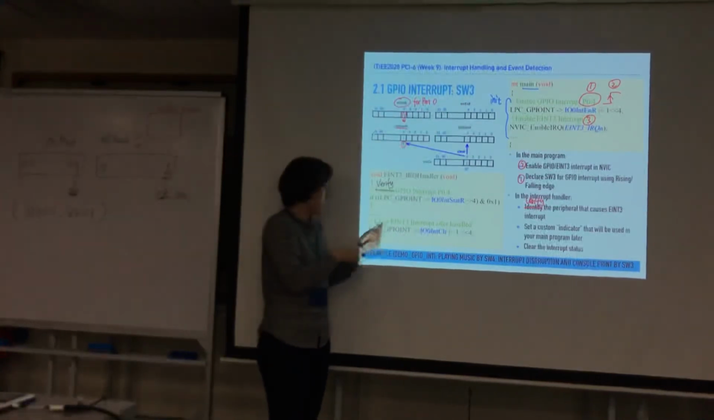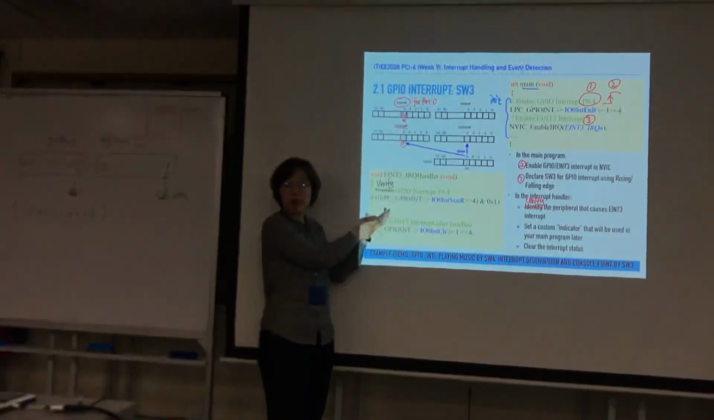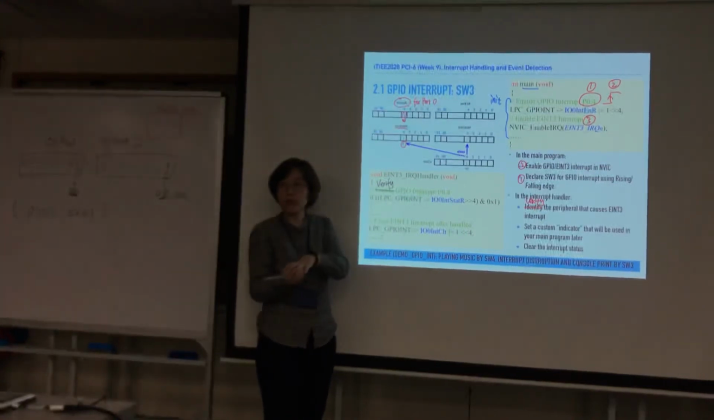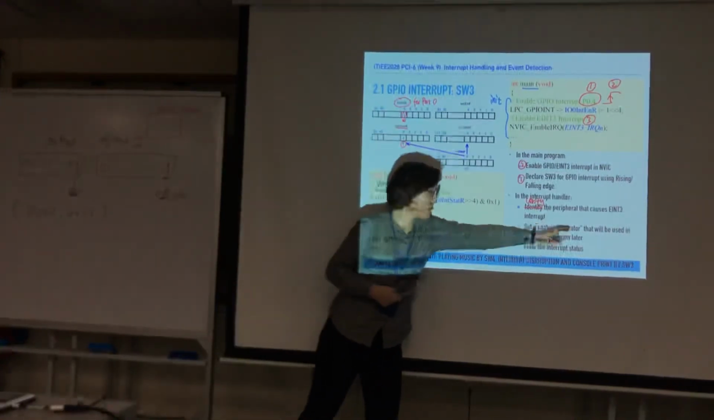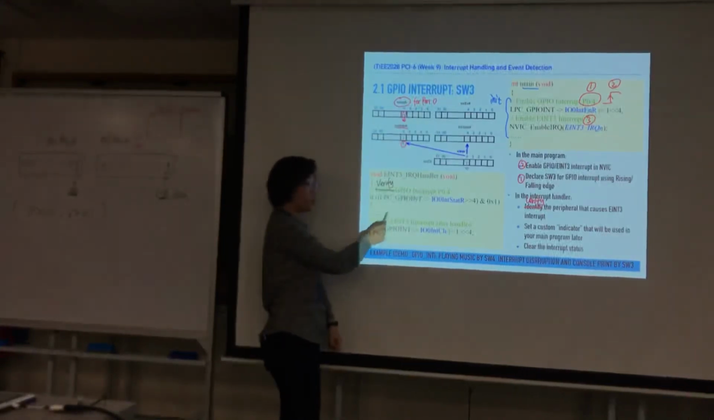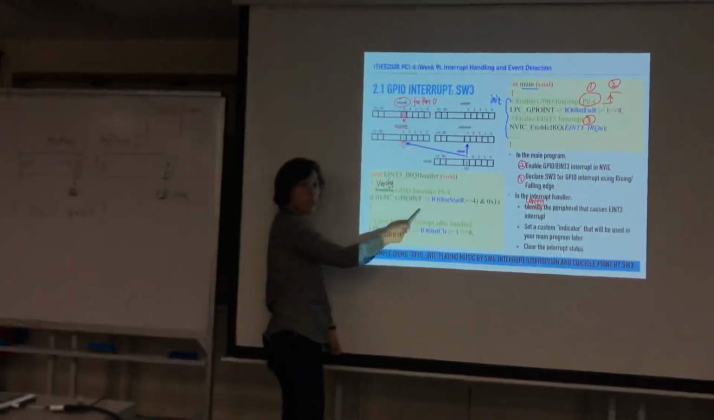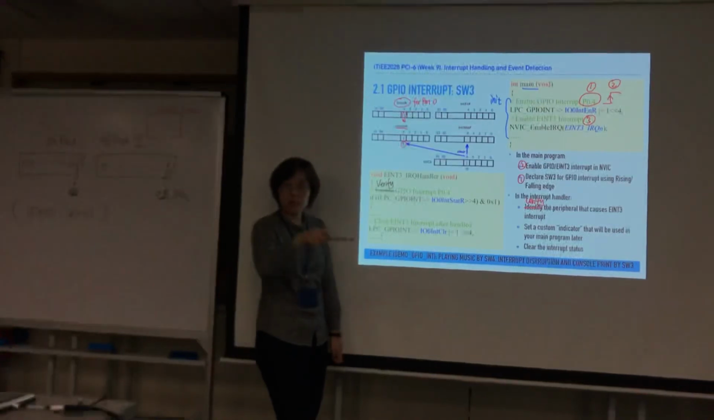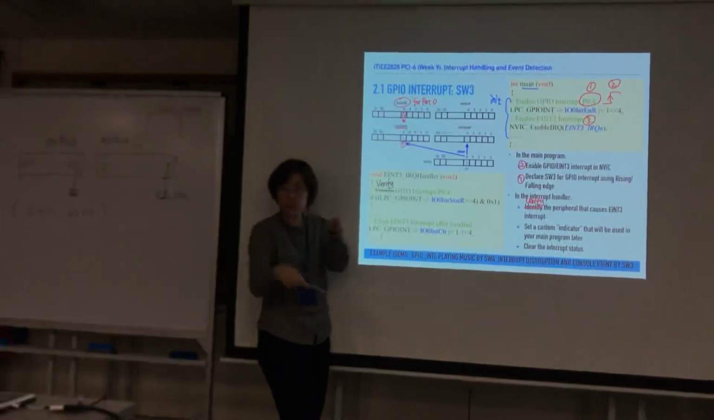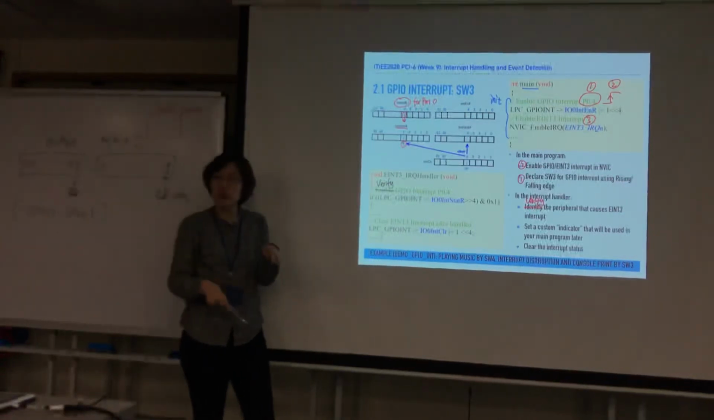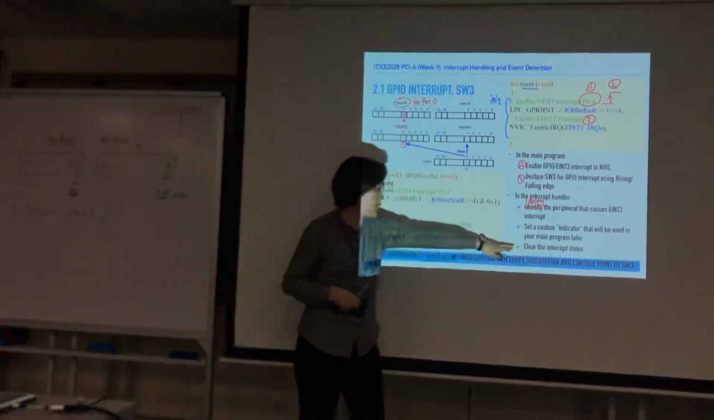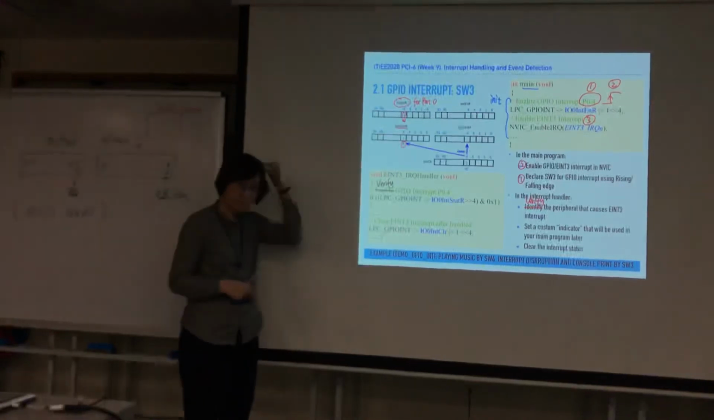Okay, so if your follow-up action is fast, then it's okay, you write everything here. But if your follow-up action is pretty slow, you may not want to write it here, you may want to write it inside your main program. So the way to do that is you can set your own indicator here. For example, do action 1 equals 1. Then when you jump back to your main program, based on that flag, you do your action 1. Okay? And then you need to clear the interrupt status.